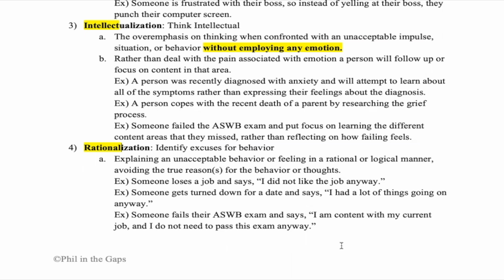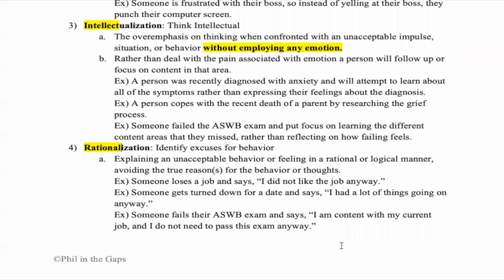So, a couple of examples to articulate this a little bit further. Someone loses a job and says, I didn't even like the job anyway. I was going to quit anyhow. They're doing me a favor, versus being like, man, it really sucks that I lost this job and I would rather have quit on my own time, but they're doing me a favor now.